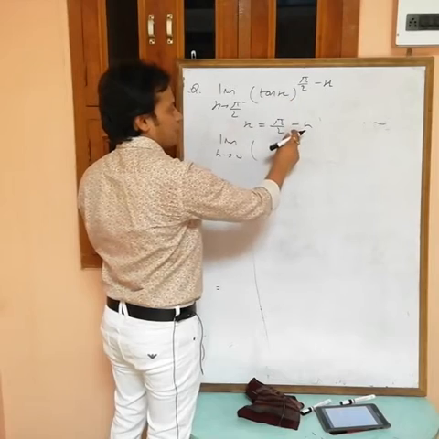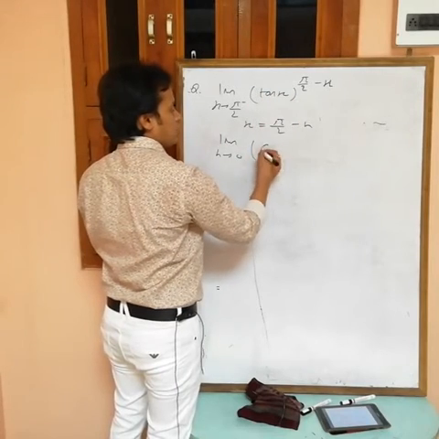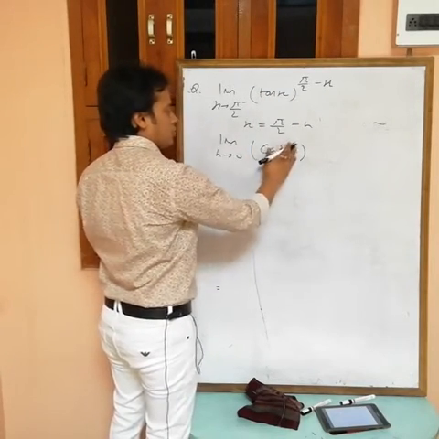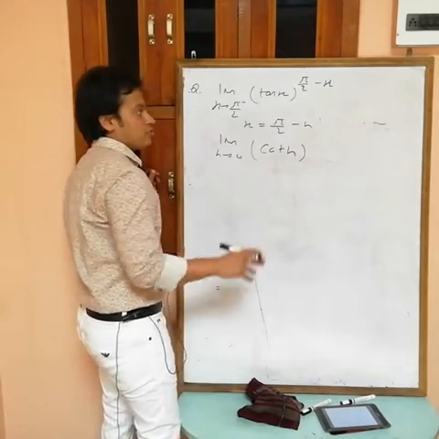x is pi by 2 minus h, what you will get, tan of pi by 2 minus h is cot h. Limit of h is always tending to 0.